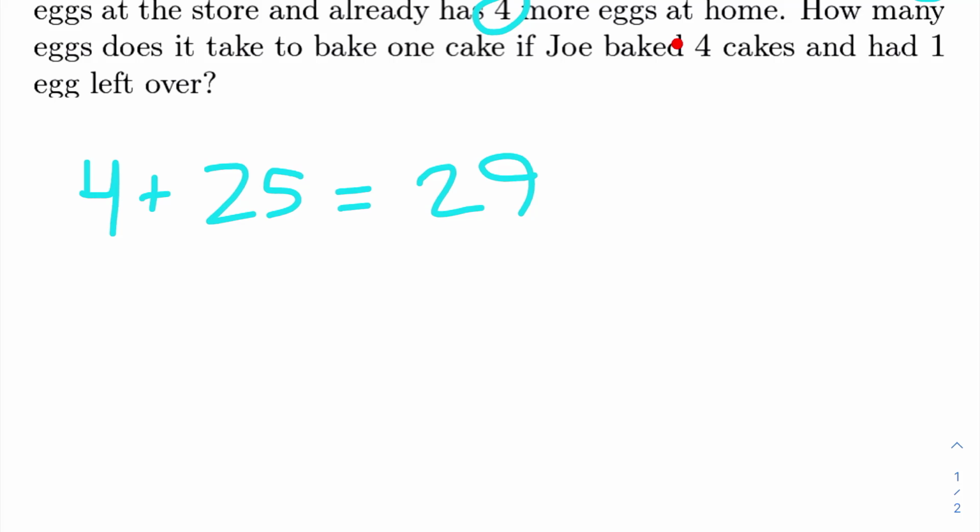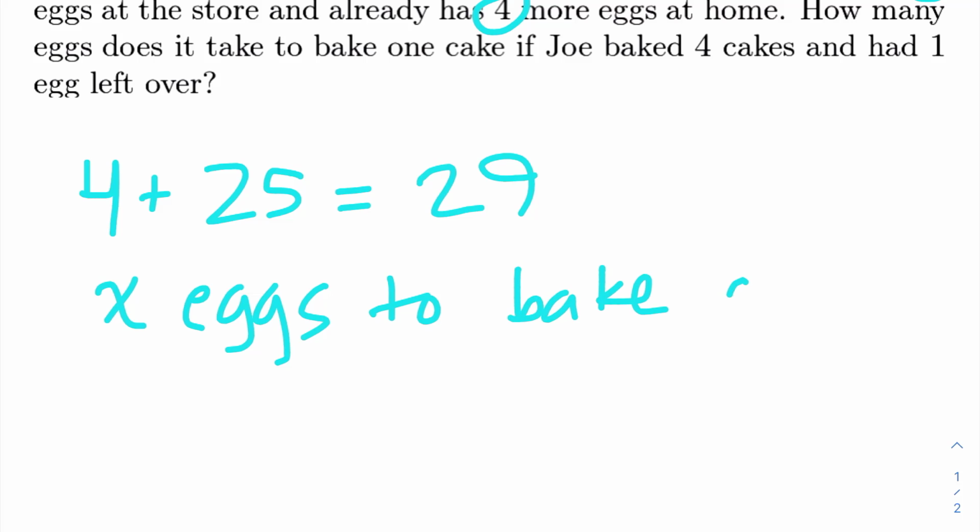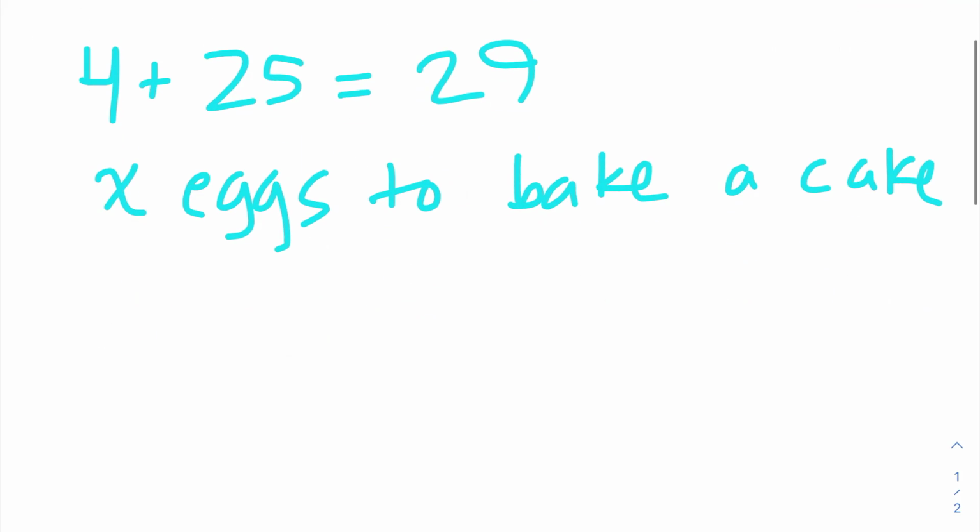Now, because we don't know how many eggs it takes to bake 1 cake, we're going to say it takes X eggs to bake a cake, where X is a variable. And what a variable is basically is it's like a number that we don't know yet. Pretend it's like a mask, like it's a number with a mask on top of it.